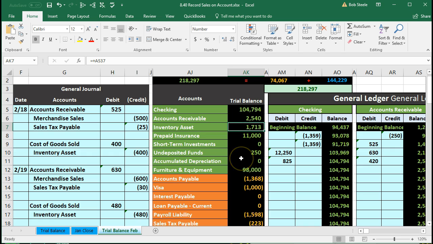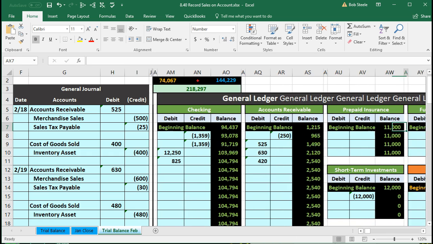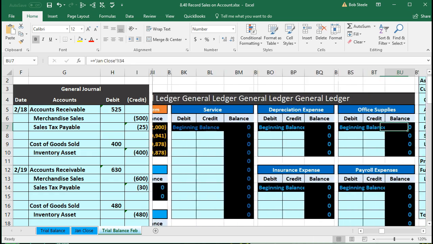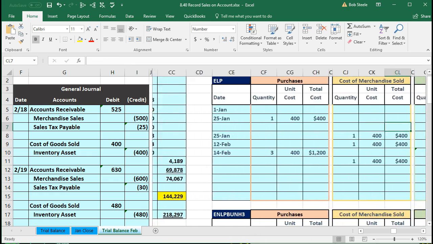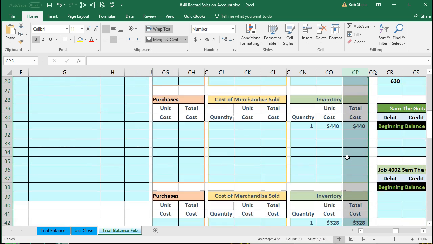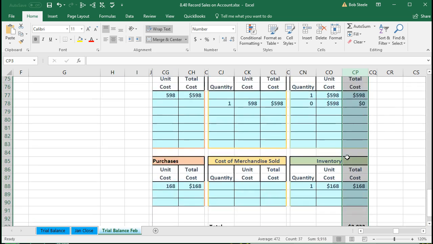Let's see if that same 1,713 is on the trial balance. It is. Now we're going to go all the way back to the sub ledger and see if we can get that same amount calculated on the sub ledger to tie it out to the actual count of the guitars. So we're going to scroll all the way to the right, and we're going to scroll down. Then we're all the way over in columns CG to CP, scrolling down to the end.